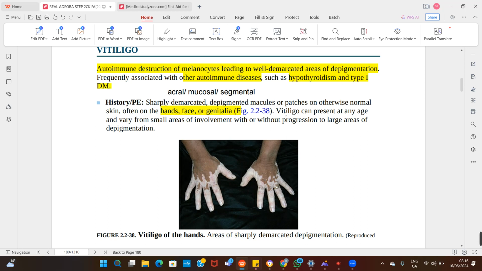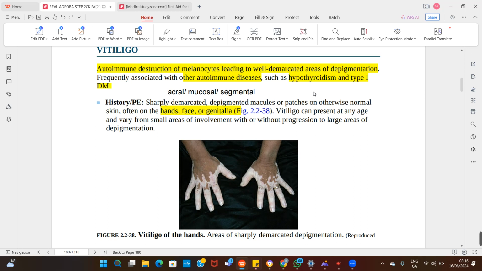And the most commonly associated autoimmune disease is hypothyroidism. So you must do a TSH analysis. Very, very important stuff. Other autoimmune diseases can also be present, like type 1 DM. Pernicious anemia can be there. They can have other autoimmune diseases, but the most common one is hypothyroidism.